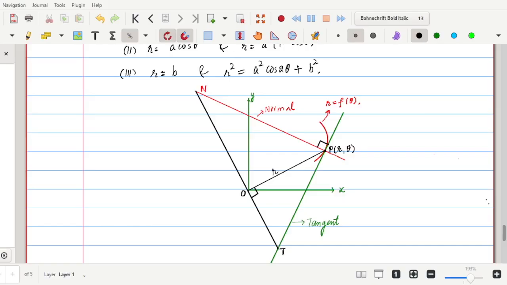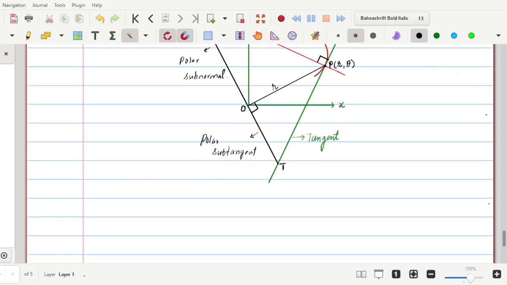Then finally we draw another line which we write as TON. This line TON is perpendicular to the radius vector OP at the point O. Then the part OT of this line is known as the polar subtangent. So this is the polar subtangent here. And the part of this line TON, which we write as ON, is known as the polar subnormal. So now let's evaluate all of these parameters one by one.